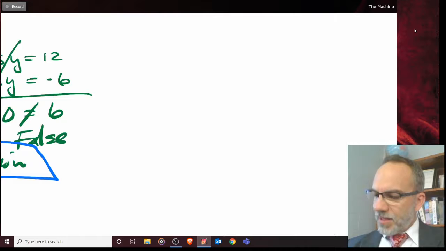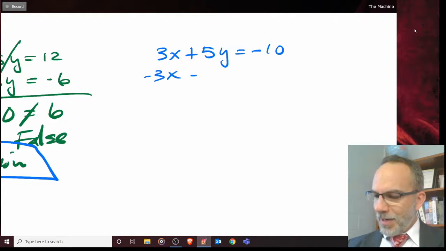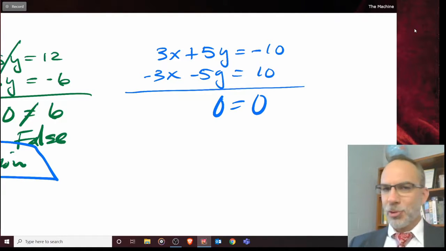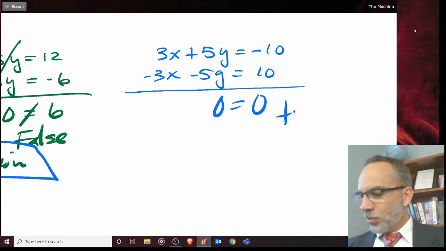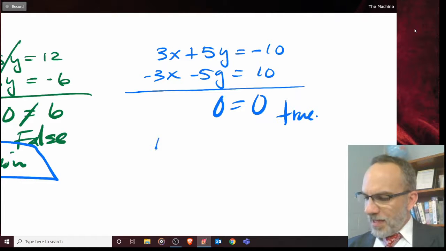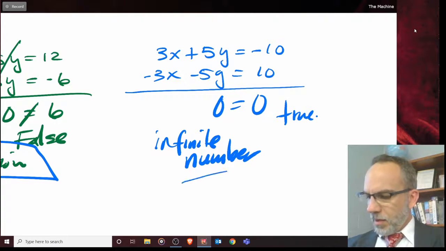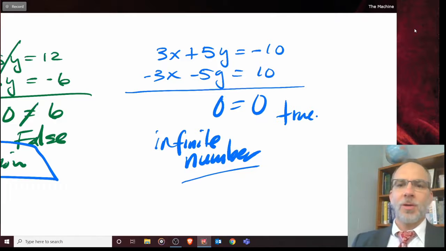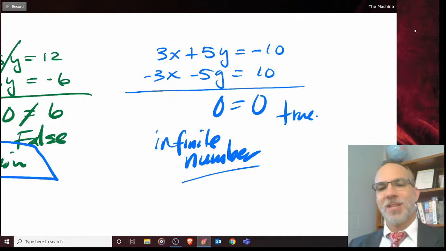But you could also have this. What if I had 3x plus 5y is equal to negative 10, and then negative 3x minus 5y is equal to positive 10, and then when you add them all up, you get 0 is equal to 0. Everything drops out. Is that a true statement or a false statement? That's true. And so this then would be an infinite number of solutions. That's when you have two lines that are basically the same thing. And if you think about it, my equation 1 and equation number 2 are the same line. Okay, there's an infinite number of solutions.